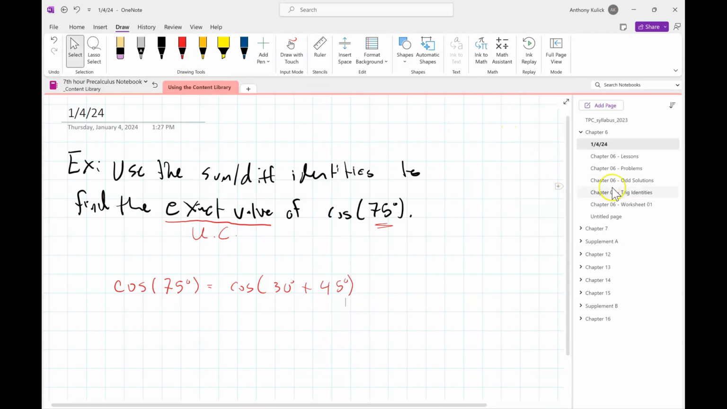Mr. Kulik, would you ever give me a problem where I couldn't do that? Where you asked me to use a sum or difference identity and I couldn't do it with the unit circle angles? No, man. It's always going to be possible. If I give you 12, is that a problem that's possible to use? No, right? It has to end in a 0 or a 5, because all the unit circle angles end in either 0s or 5s. Everybody's okay with that?